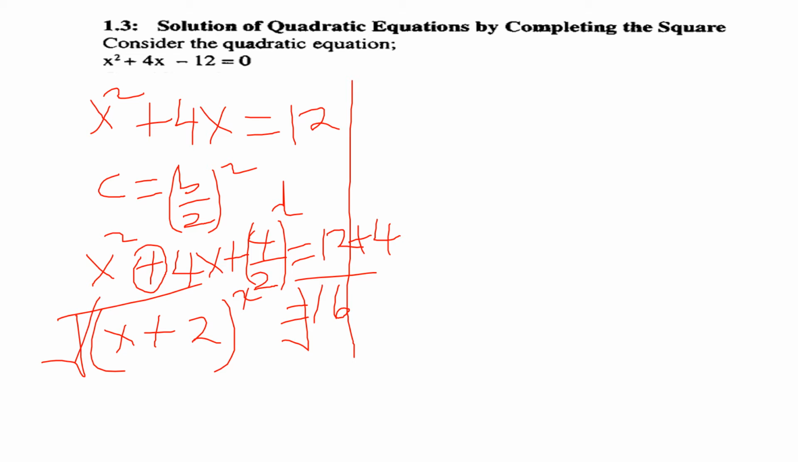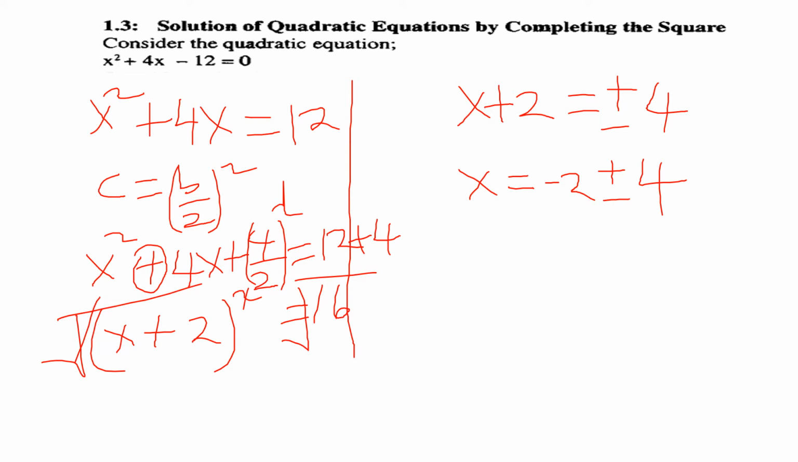And then I shall be left with x plus 2, which is equal to either plus or minus 4. Now for me to get the value of x, I say x is equal to, if I take this 2 to the other side, it will be minus 2, then plus or minus 4.